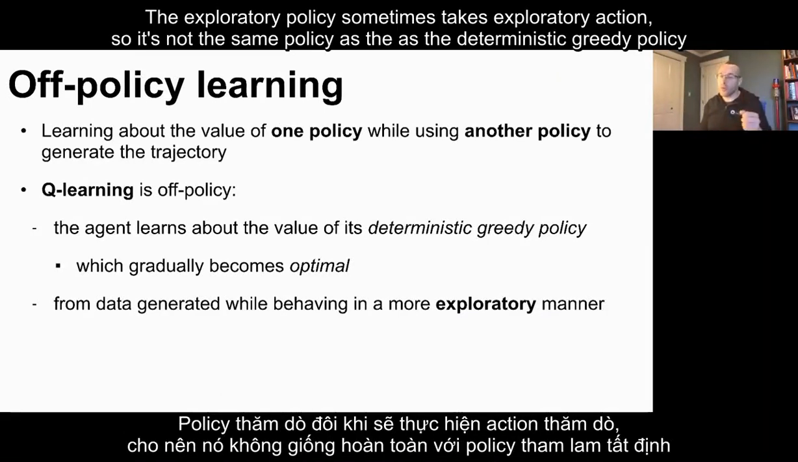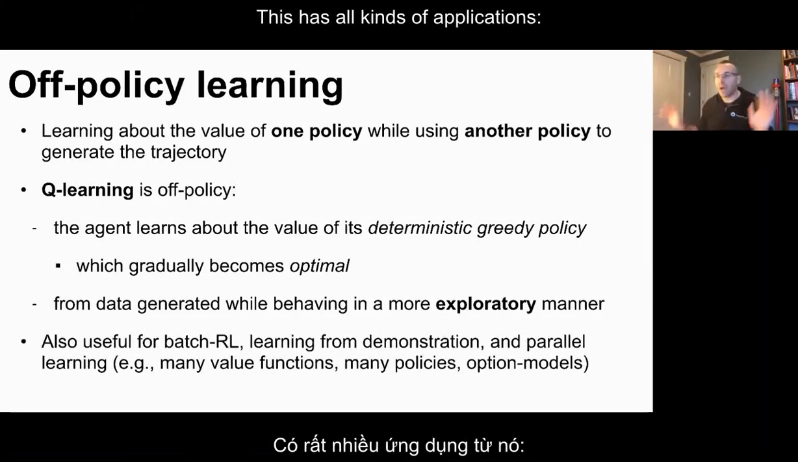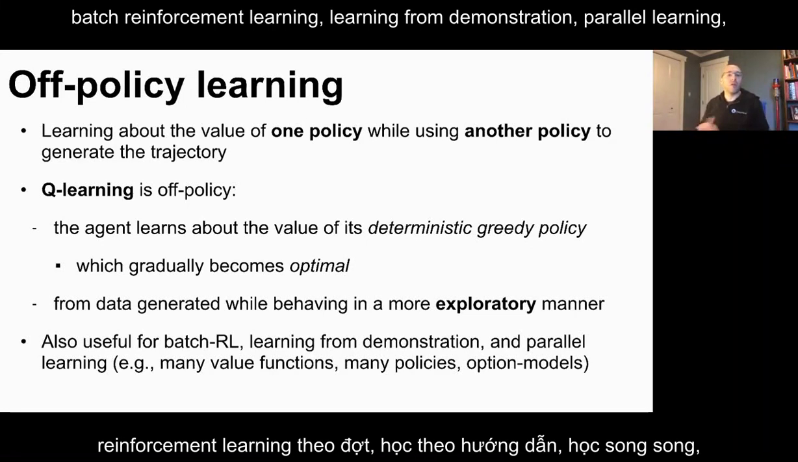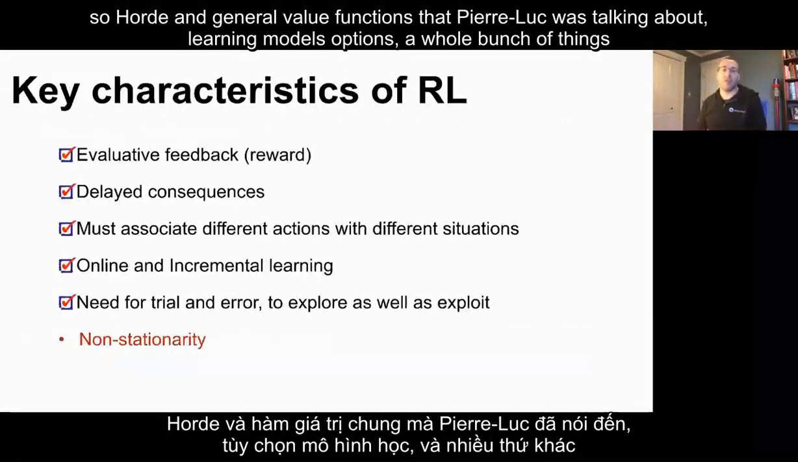The exploratory policy sometimes takes exploratory actions, so it's not the same policy as the deterministic greedy policy. So they're different, and that's what we call off-policy learning. This has all kinds of applications: batch reinforcement learning, learning from demonstration, parallel learning, so Horde and general value functions that Pierre-Luc was talking about, learning models, options, a whole bunch of things.